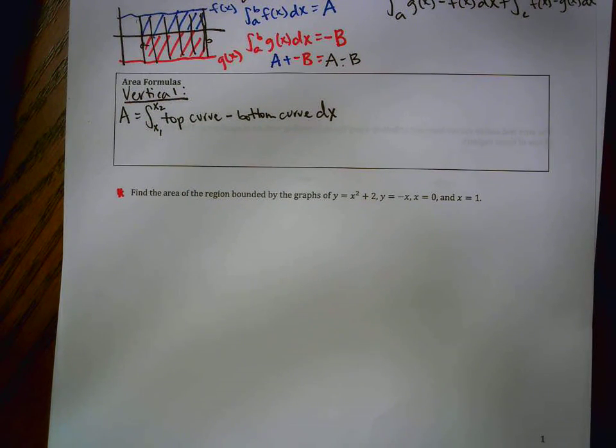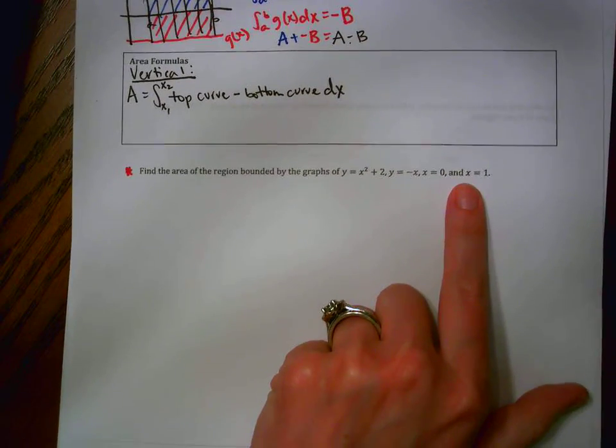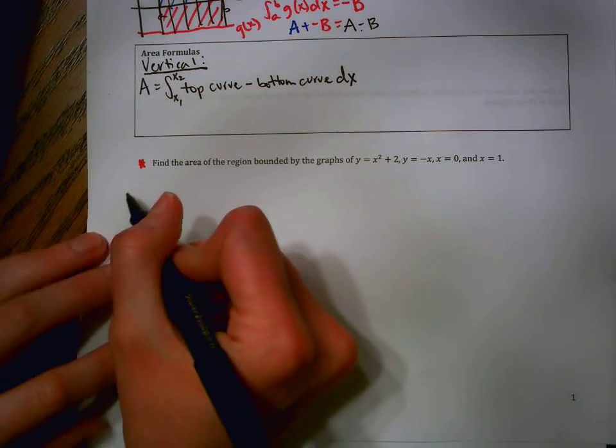Okay, so it says find the area of the region bounded by the graphs of y equals x squared plus 2, y equals negative x, y equals 0, x equals 0, and x equals 1. So if it ever gives you these numbers, those are just like your boundaries, and it helps to draw pictures on these, okay? So we're going to be drawing a lot of graphs in this chapter.